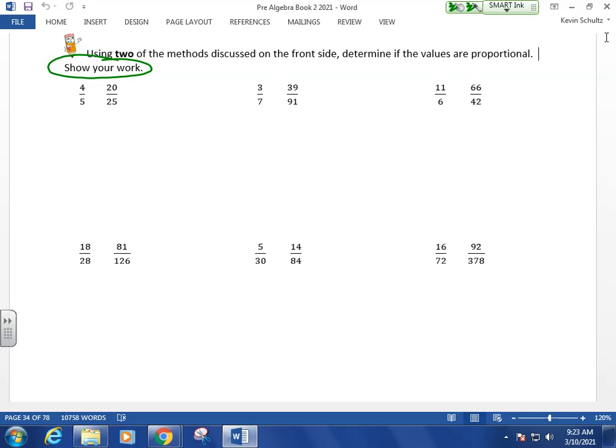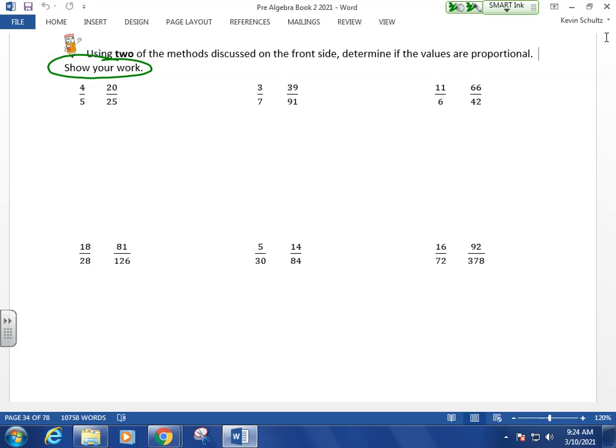First one, bottom row. Okay. So 18/28 and 81/126. Let's run through what's going to be easiest for us to use here. Is there a clear scale factor between 18 and 81? Does 18 go into 81 evenly? No. And we know it doesn't because 18 is even. No even number will ever go into an odd one. Okay? So scale factor is out.